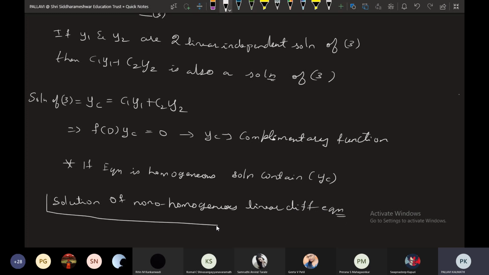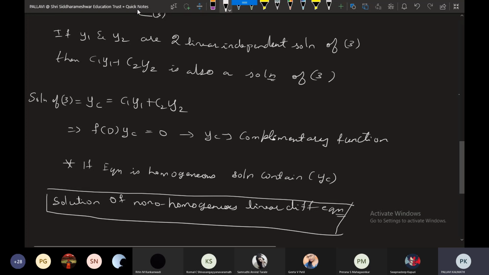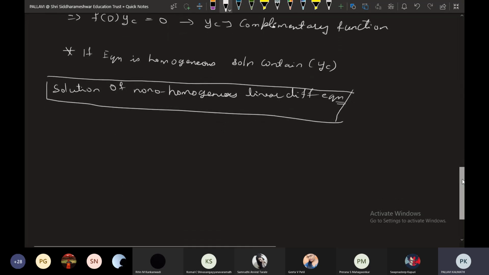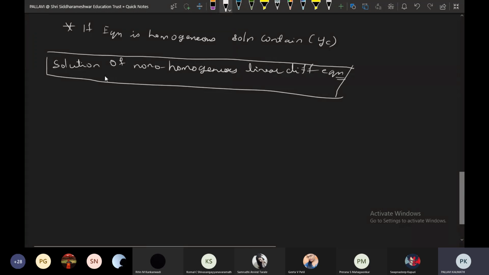Okay, then come to the solution of what? That is a non-homogeneous linear differential equation, right? Then in this, what we do is consider your function f of D into y. Since it is non-homogeneous, you will be getting here some function of x.